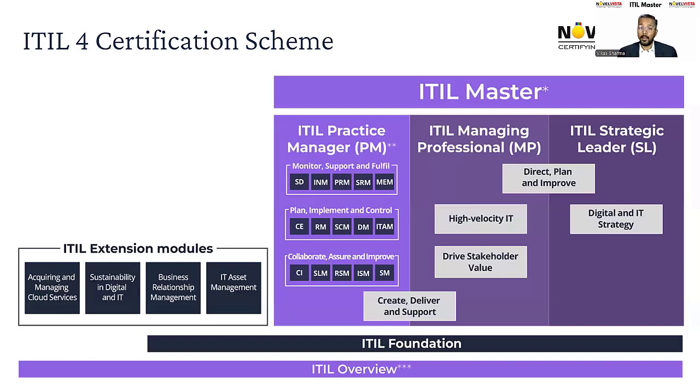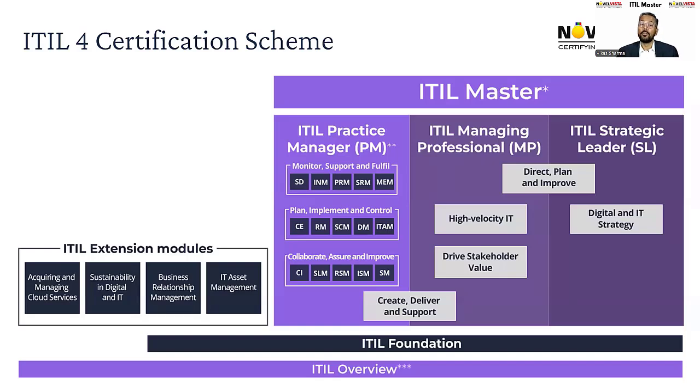Now, if you have to be ITIL Managing Professional certified, so then you have to complete 4 certifications. You have Create, Deliver, and Support. You have Drive Stakeholder Value. You have HVIT, that is High Velocity IT, and you have Direct, Plan, and Improve. Now, if you complete these 4 certifications, you become ITIL Managing Professional. Why I'm talking about all this? See, many of you might have completed ITIL Managing Professional Transition Bridge course.